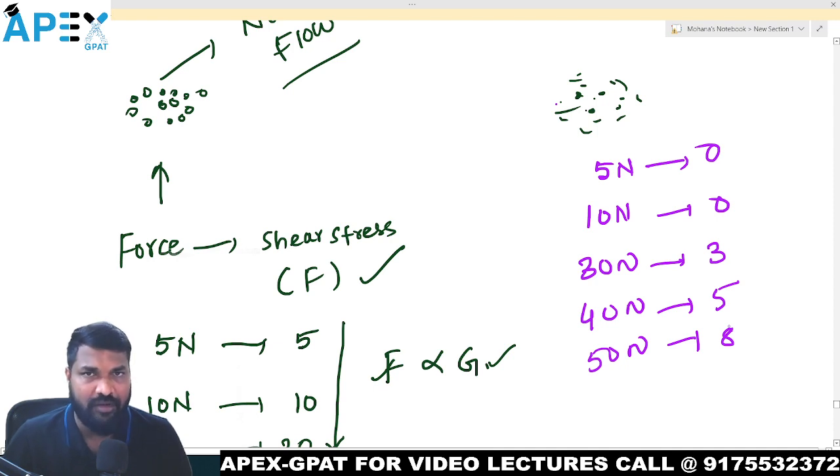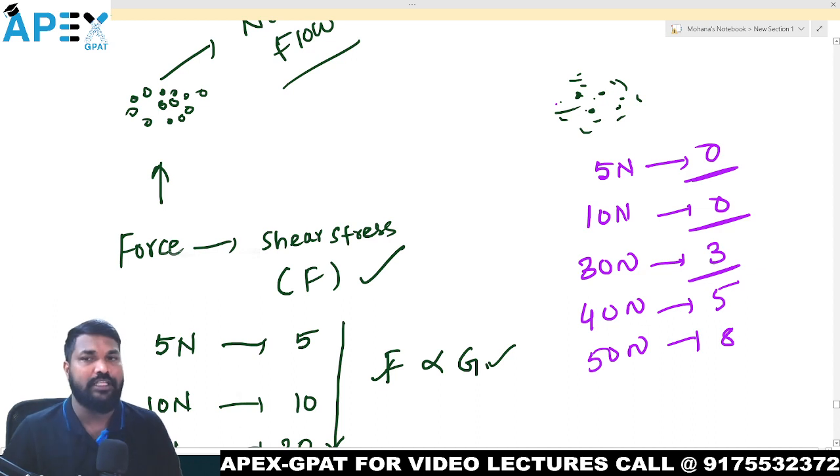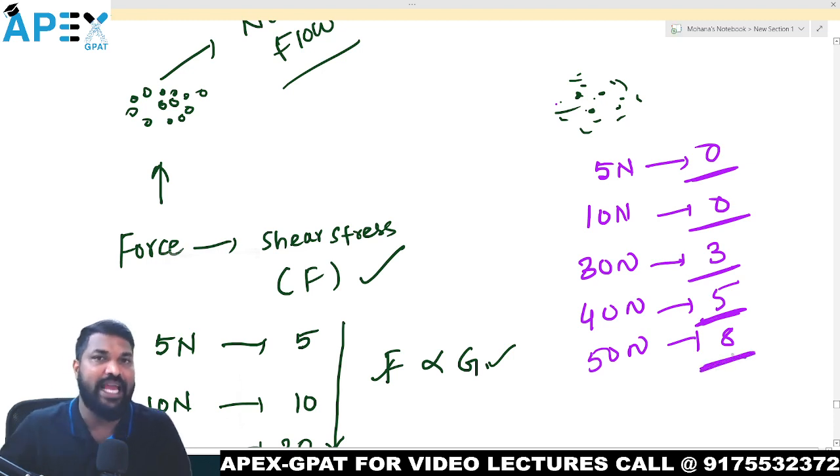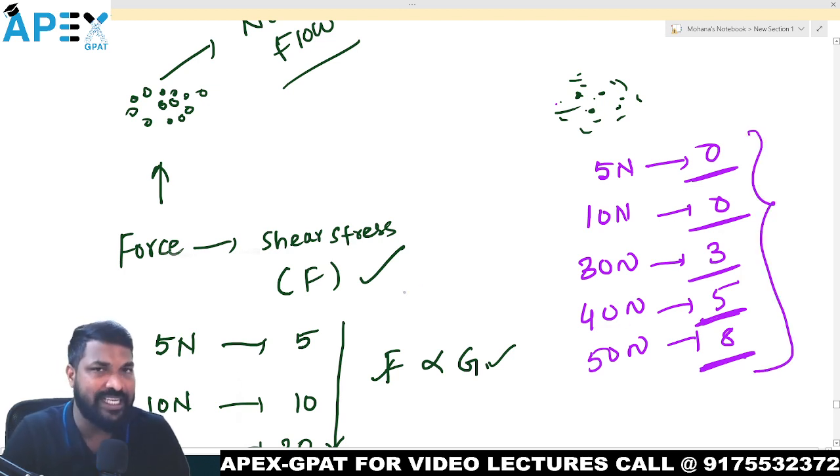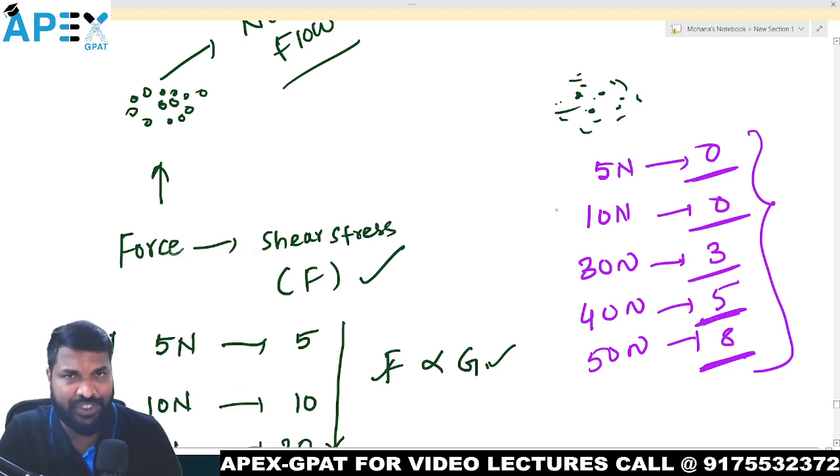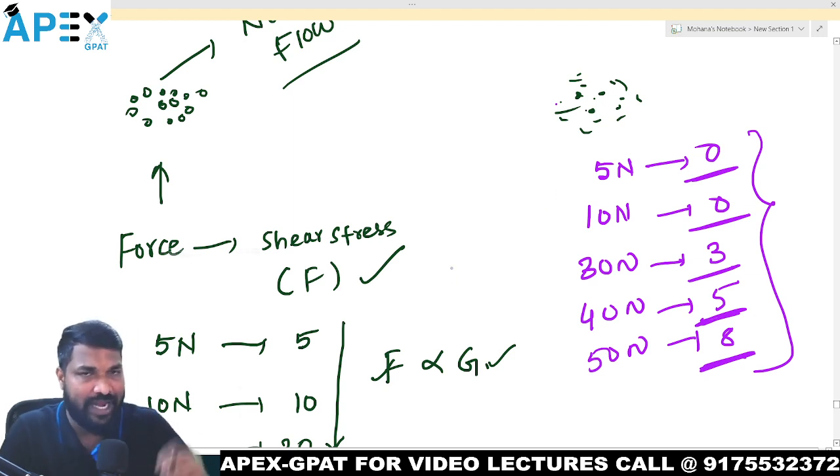Did you observe one thing? What is that? 5 Newton, 0 flow. 10 Newton, 0 flow. But 30 Newton, the flow is 3. 14 Newton, the flow is 5. And 15 Newton, the flow is 8. Can you tell me here, is the flow increasing proportionally when I am applying the shear stress? The answer is no.